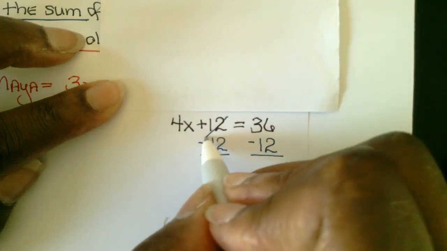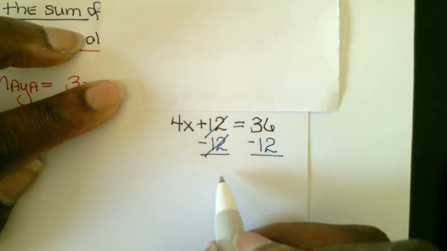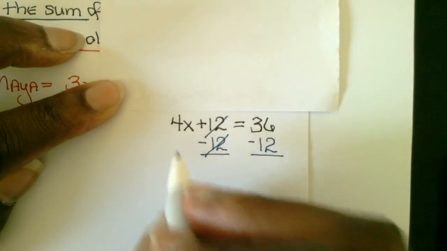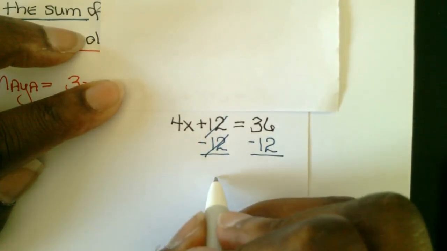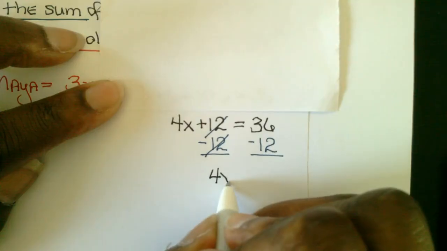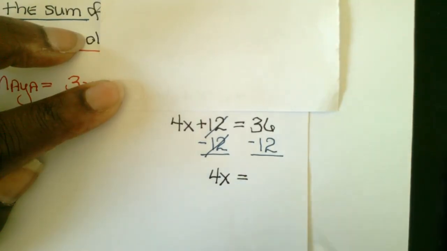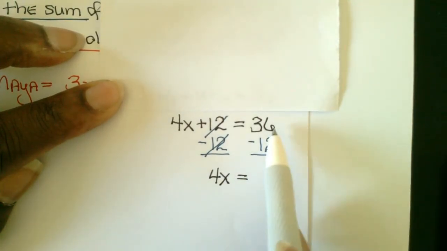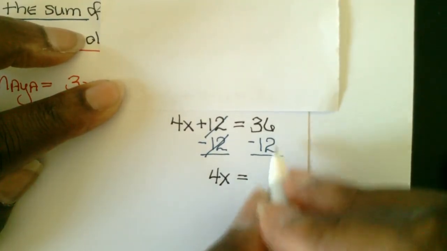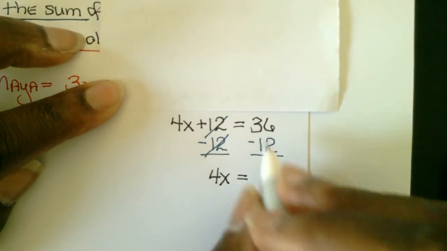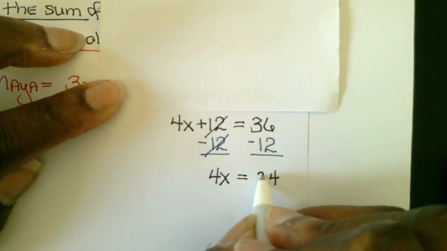So these 12s will give me a 0. I don't need the 0 because I still have that 4x that needs to come down. So I don't need the 0 as a placeholder. But now 36 minus 12, 6 and 2, that's 24. And 3x minus... 3 and 1, that's 4x.